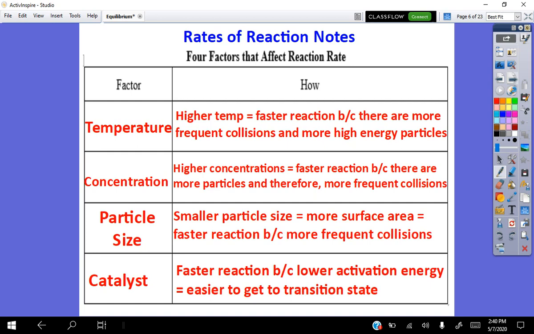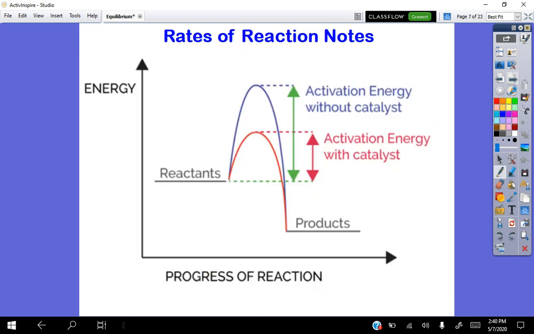The last one is a catalyst. Catalyst causes a faster reaction by lowering the activation energy. By lowering the activation energy, that peak that we saw on that reaction coordinate diagram, it is easier to get to the transition state. So here is a good example of what it looks like when there is and when there is not a catalyst.